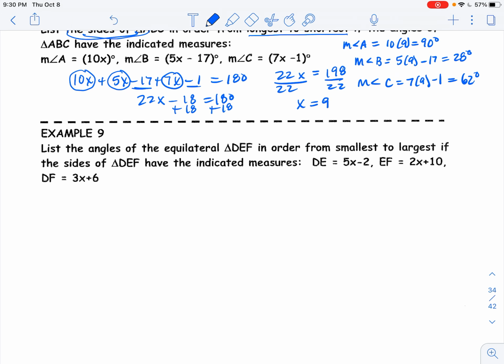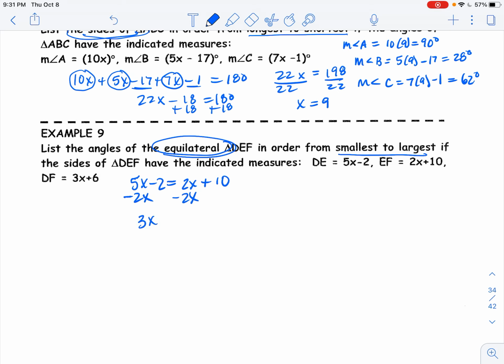All right, our last example. List the angles of the equilateral in order from smallest to largest. All right, so if we have an equilateral, then what do we know? Each of my sides is equal. So side DE, 5x minus 2, is equal to side EF, 2x plus 10. I could also set DE equal to DF or EF equal to DF. It doesn't matter because they're all the same.